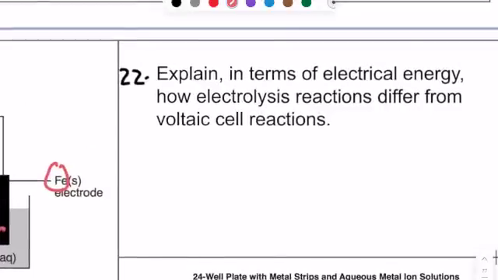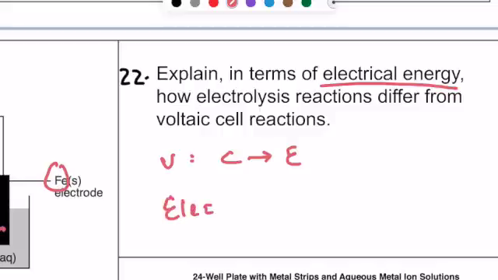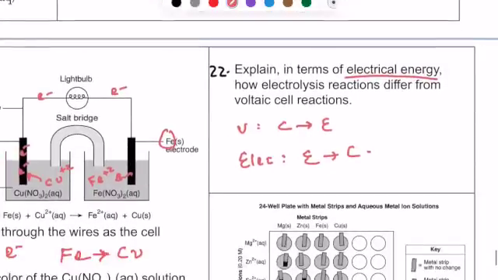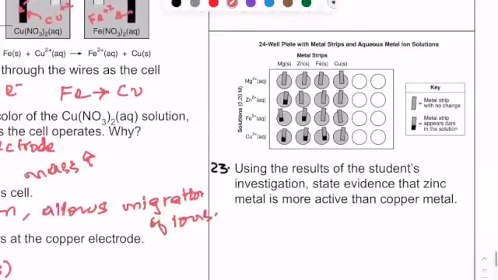Explain in terms of electrical energy how electrolysis reactions differ from voltaic. So because it says in terms of electrical energy, make sure you do not forget this. So you just have to say in voltaic, we go from electrical energy to, sorry, the other way around. In voltaic, we go from chemical energy to electrical energy. And in electrolytic, we go from electrical energy to chemical energy. Please don't write it like this, write complete sentences. I'm just trying to go quick.